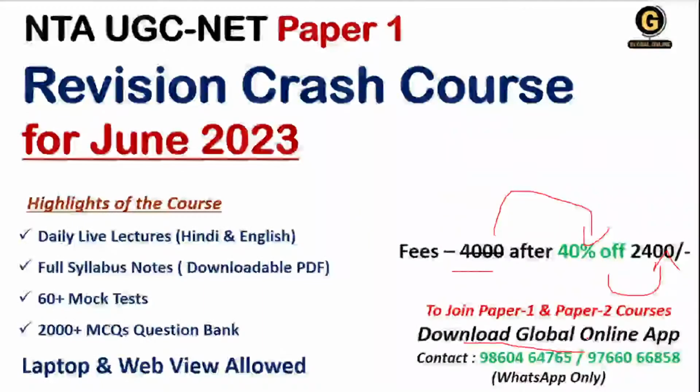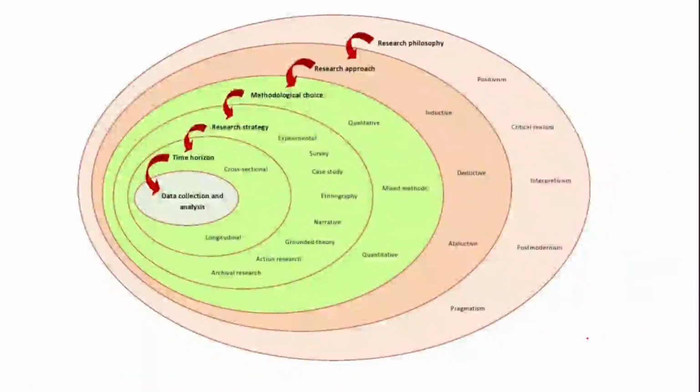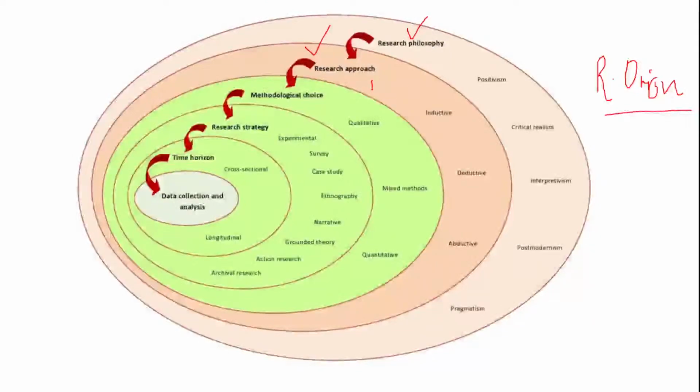So now let's start with the topic for the day, that is approaches to research. This diagrammatic presentation is first talking about the research onion. When I say research onion, it represents the layers. These layers are basically a framework for research, which indicates research philosophy, research approaches, and this is the point we are going to see today, methodological choices, research strategy, time horizons, and data collection and analysis.